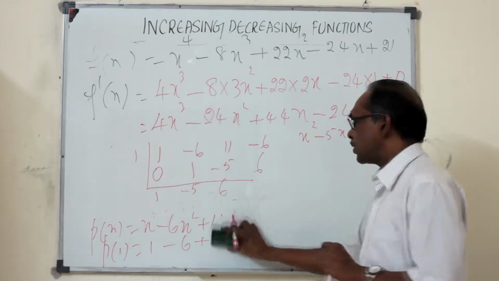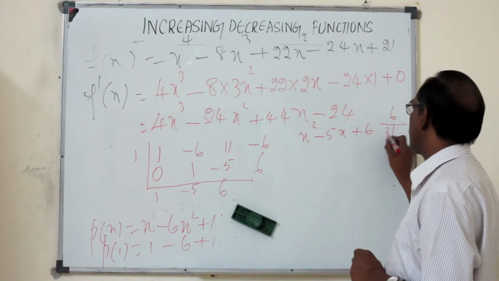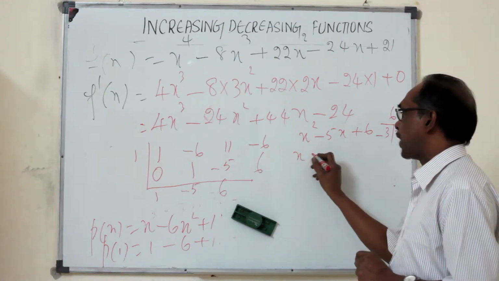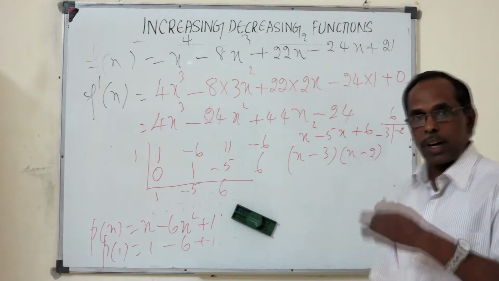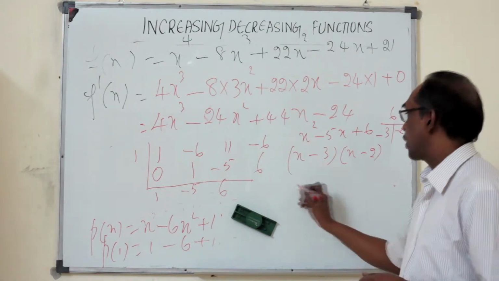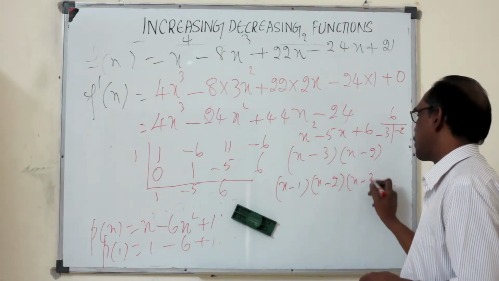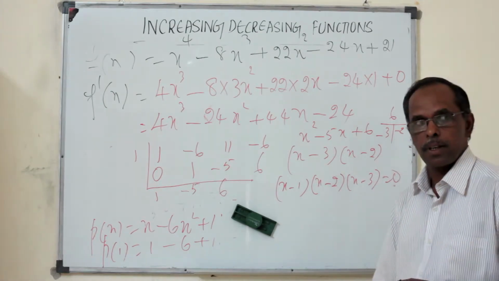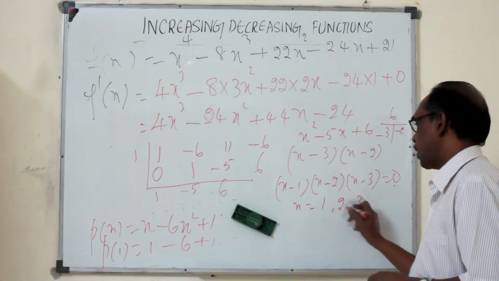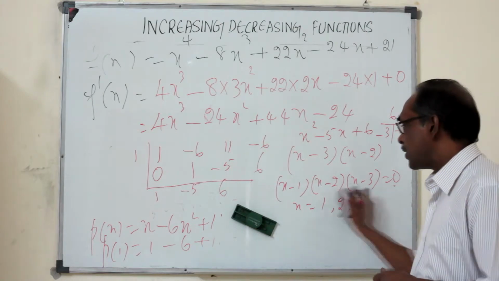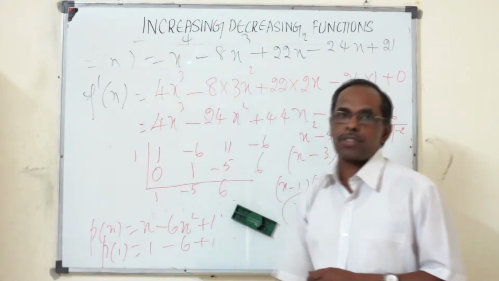Now you factor this one by splitting the middle term. You will be getting 6, so 3, 2, minus 3, minus 2. Your factorization is x minus 3 into x minus 2. So what are the factors of the cubic equation? One is x minus 1, the other one is x minus 2, and the other one is x minus 3 is equal to 0. So what are the values of x? x is equal to 1, 2 and 3. So these are the turning points corresponding to the given function f of x.